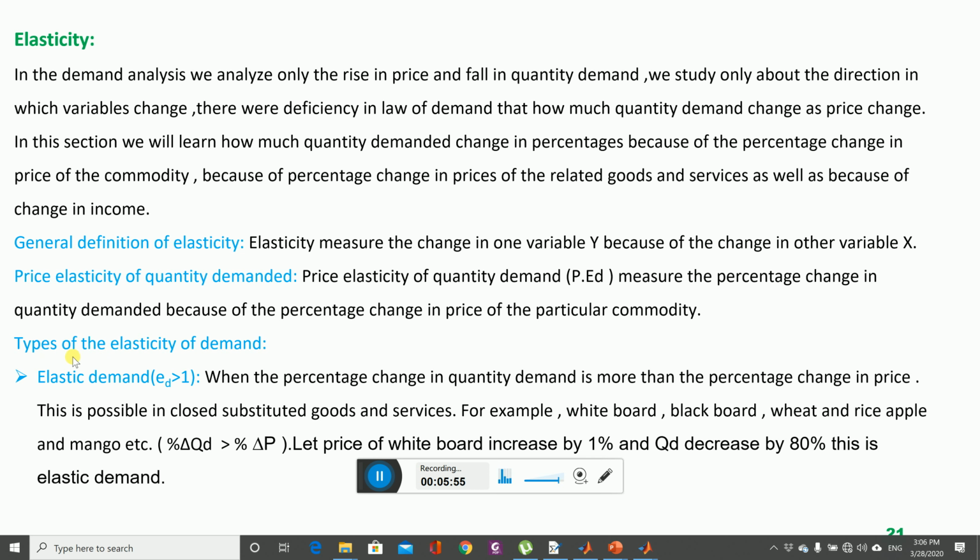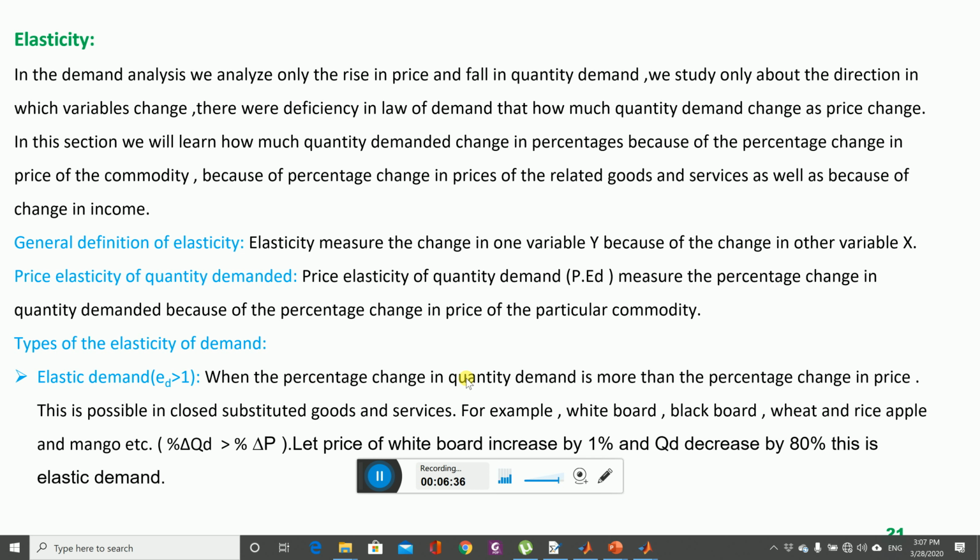We are discussing the different types of elasticity of quantity demanded. The very first type we call elastic demand, and this is the sign of elastic demand if we are mathematically calculating and measuring. Small e_d represents elasticity of demand, price elasticity of demand. This inequality sign means greater than 1. If the calculated elasticity is greater than 1, that demand is called elastic demand. How can we interpret, analyze and elaborate this?